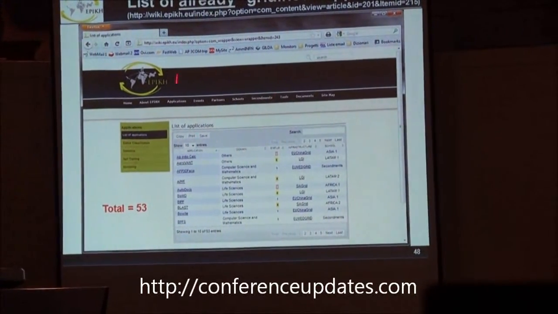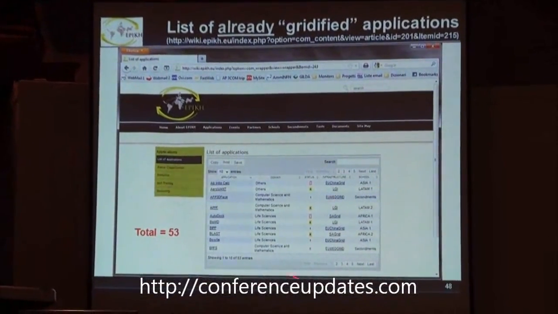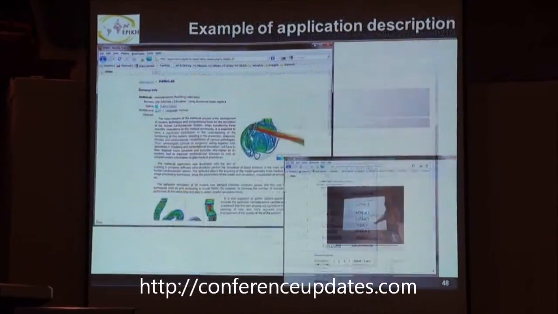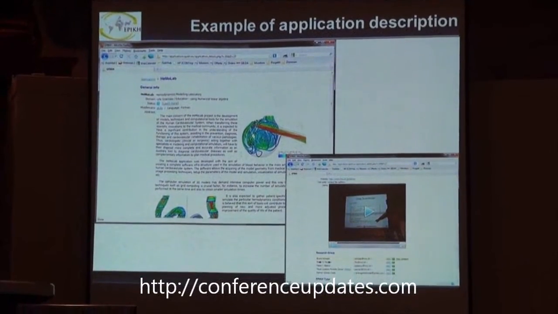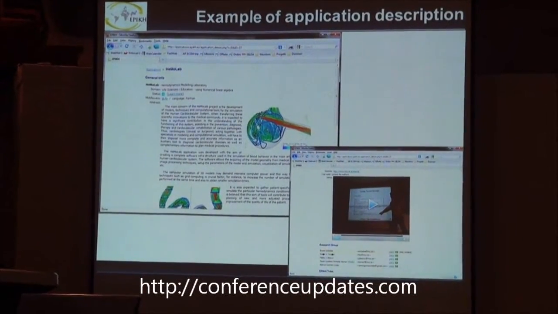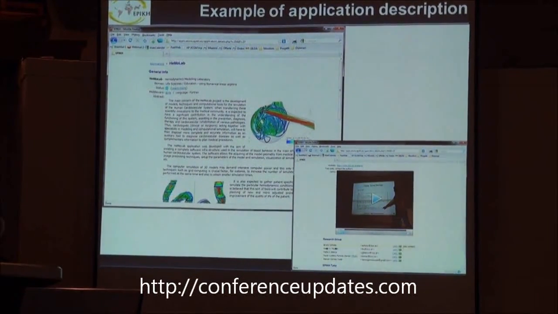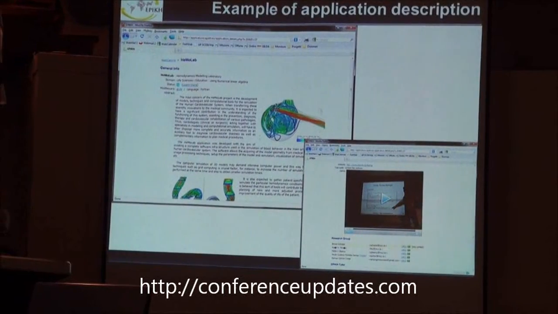As Prof said, we have a database which is part of the CHAIN knowledge base, of course, with all the applications, and for each application you have information on who is working with it, you have videos, you have demonstrations, you have also test suites, and for some of them you have also a web interface we are working on.